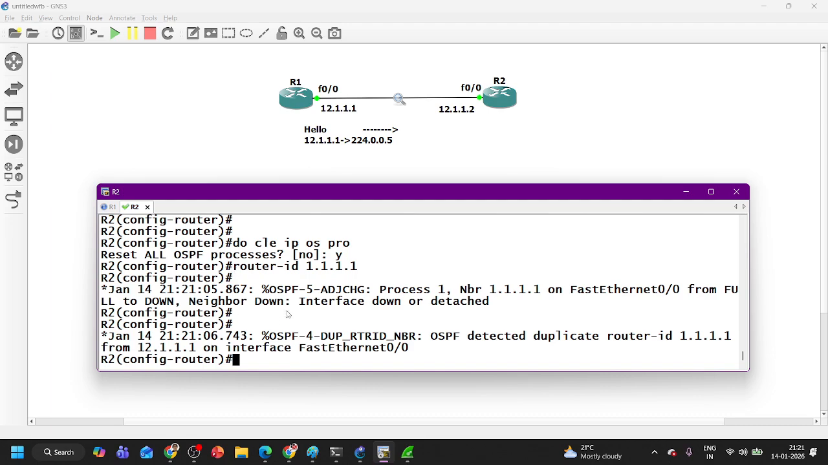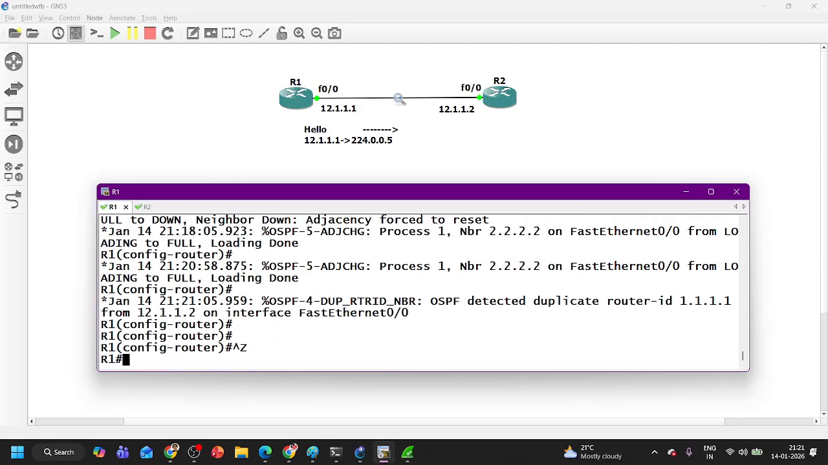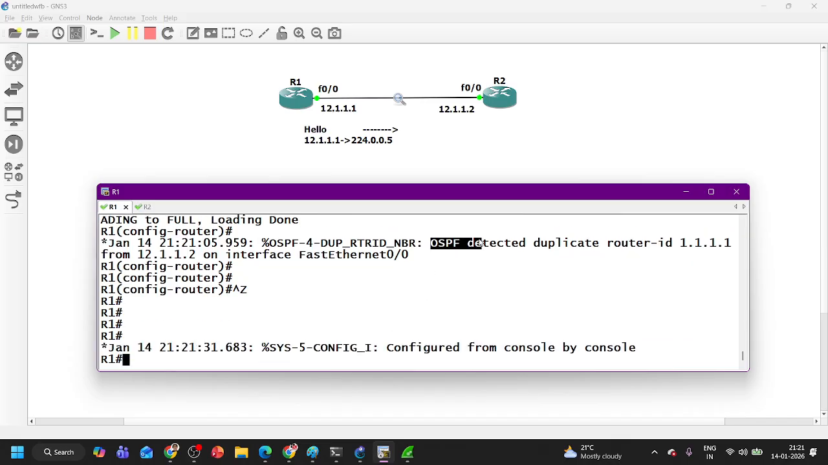Now you can see that on both routers I have configured the same router ID. And here it has started giving me the error message: detected duplicate router ID 1.1.1.1 from 12.1.1.1 on FastEthernet 0/0. From router number 1 it is detecting a duplicate router ID. Again here, if you check the neighborship, we also have the same log message.